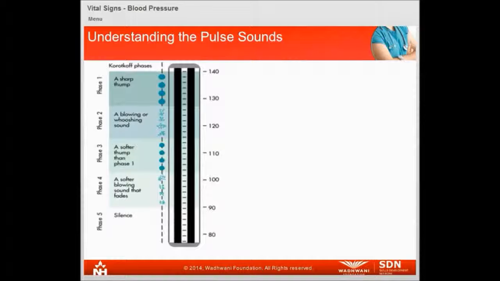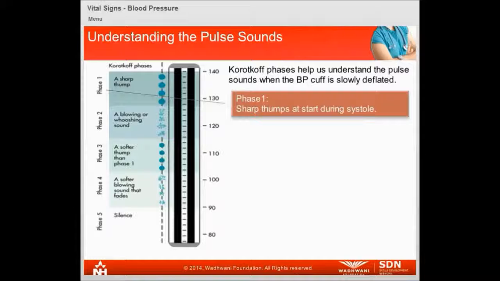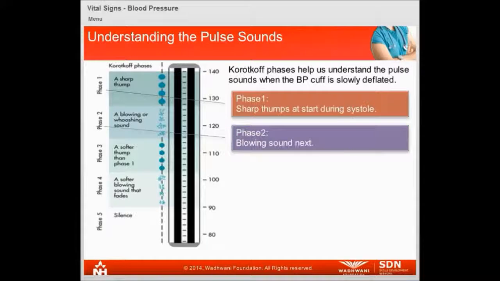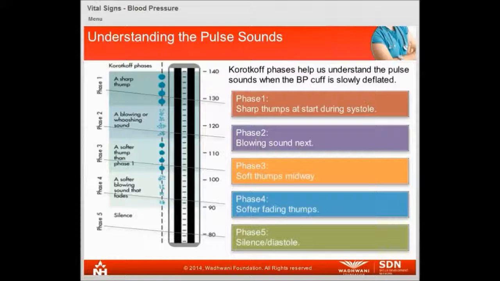Let's now understand the pulse sounds. The Korotkov phases help us understand the pulse sounds when the BP cuff is slowly deflated. First phase. The sound will be sharp thumps at the start during systole. Second phase. The sound will be a blowing sound. Third phase. The sound will be soft thumps midway. Fourth phase. The sound will be of softer, fading thumps. Fifth phase. There will be silence, diastole.